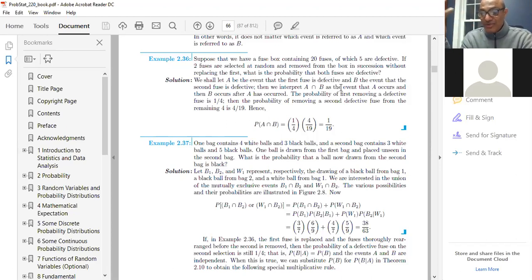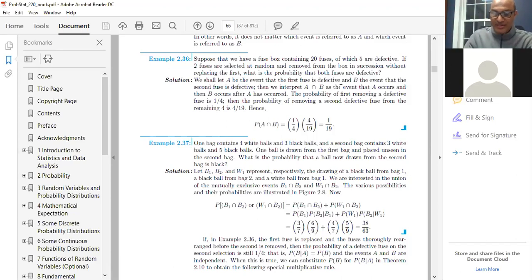Or suppose I chose the white ball from the first bag, which I don't know. But here it is there in the second bag. So I have W1, because W1 is there over here. So W1 intersection B2, because the ball from the second bag must be black. So this is the event.